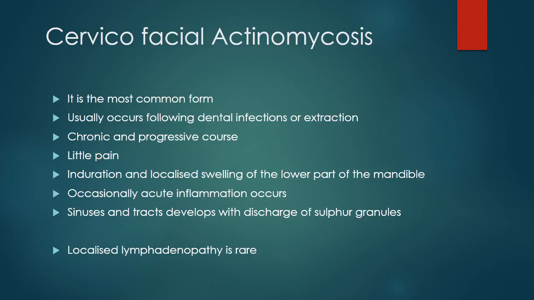In due course of time, what will happen to these indurations? They may form sinuses and tracts with the discharge of yellow colored sulfur granules. So this is the most common form, and we have to remember it involves the mandible and it is a chronic progressive disease.